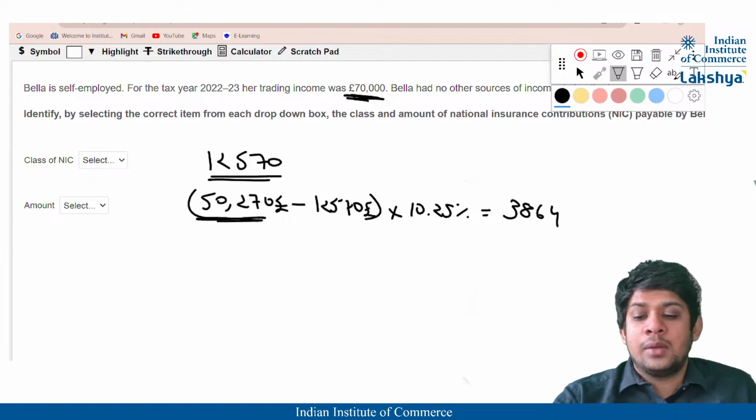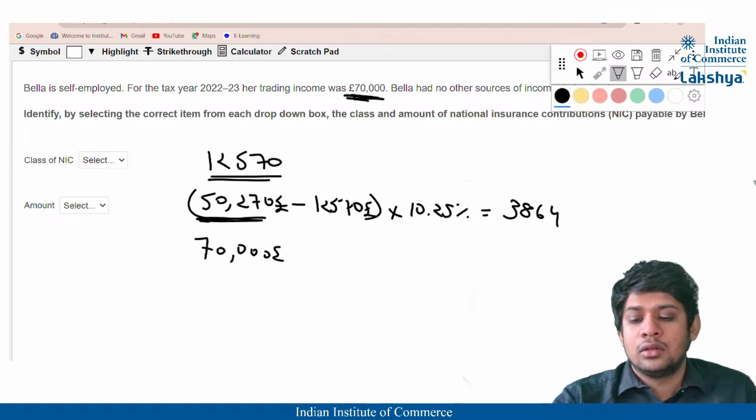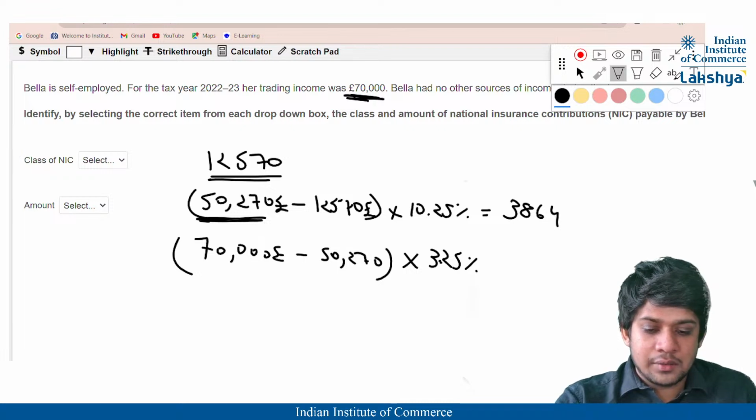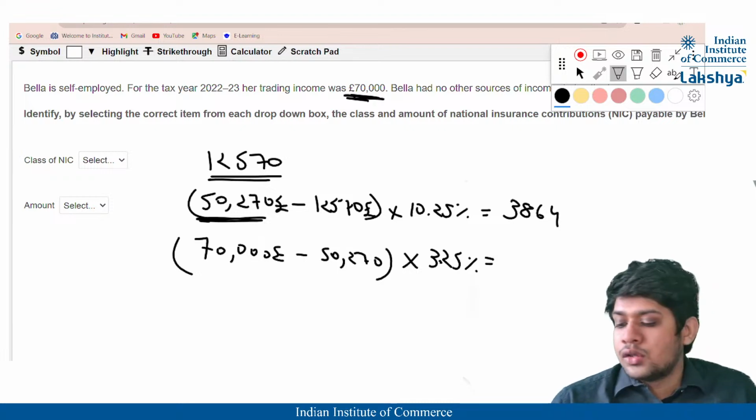But obviously, her income is exceeding the threshold of 50,270 pounds also. So, above 50,270 pounds, that is 70,000 pounds minus 50,270 pounds. On this remainder, you will charge 3.25%, right? So it will be 70,000 minus 50,270 pounds, which is 19,730 into 3.25%. That will be 641.